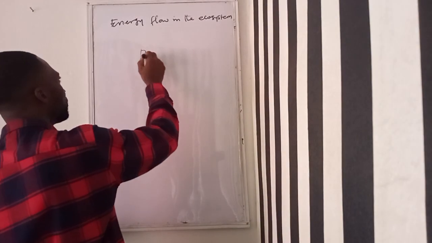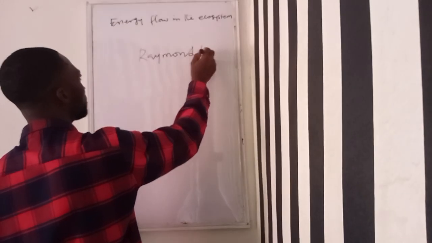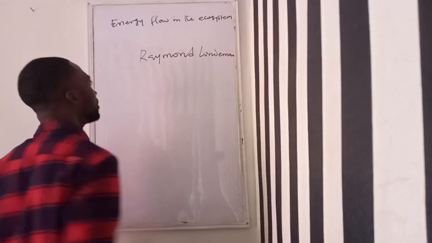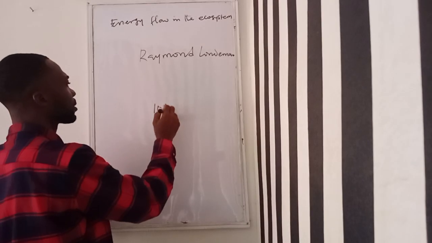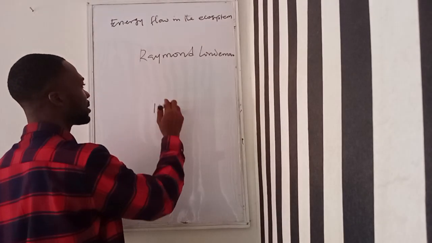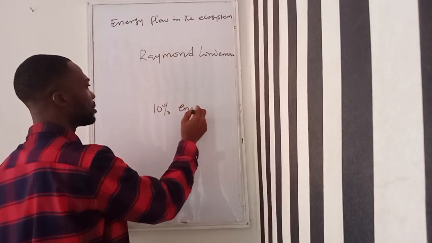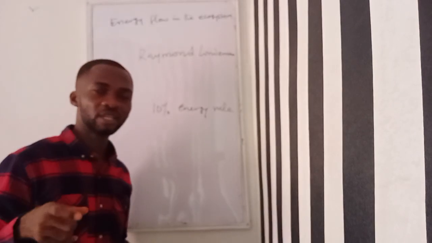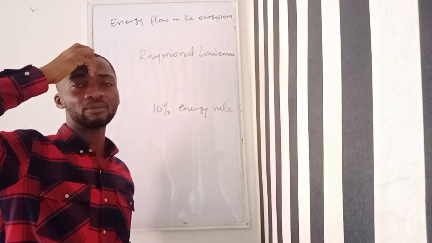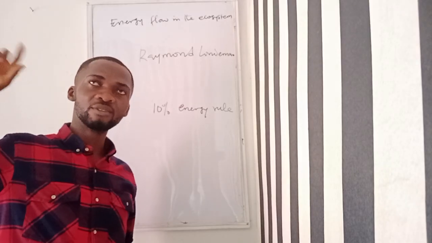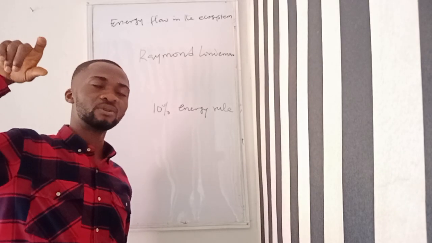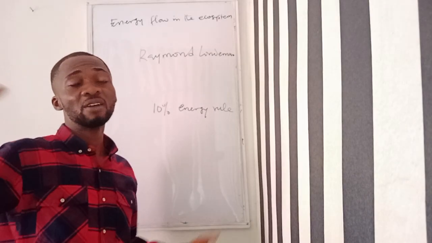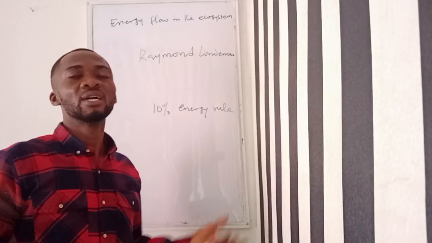So the way this energy flows, there's a man they call Raymond Lindeman. This man was the one who coined what is called the 10% energy rule. Based on what he said, it is only 10% of the energy that is transferred from one trophic level to another trophic level. So at the end, he discovered that individuals at the highest trophic level, or let me say the fifth trophic level, may have maybe 0.1 of the entire unit of energy.